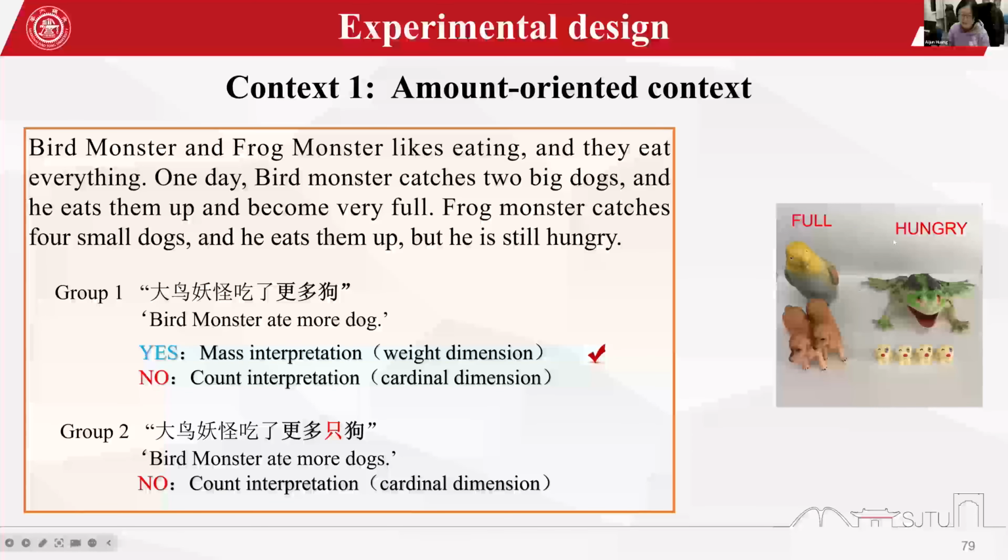There are two monsters, bird monsters and frog monsters, and they eat everything. The bird monsters eat two big dogs, and they ate it up and became very full. And the frog monsters catch four small dogs and became still very hungry. Against this scenario, we present the bare sentences, 大鸟妖怪吃了更多狗, and sentences with a classifier, 大鸟妖怪吃了更多只狗. So we predict that in this amount-oriented context, the mass interpretation should be favored.